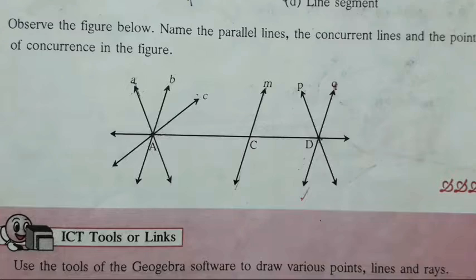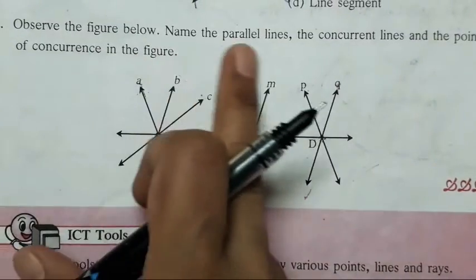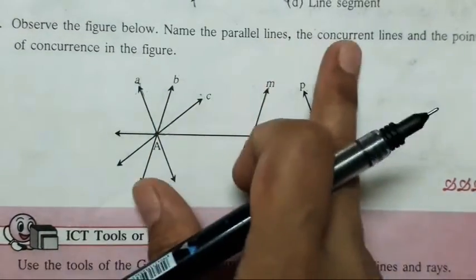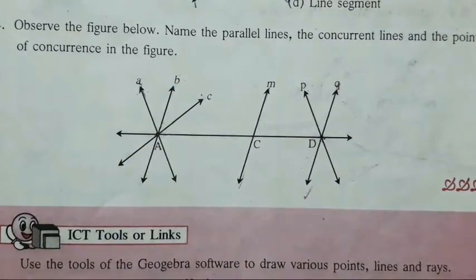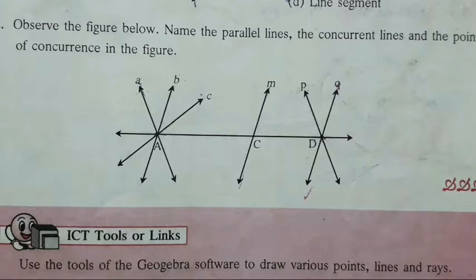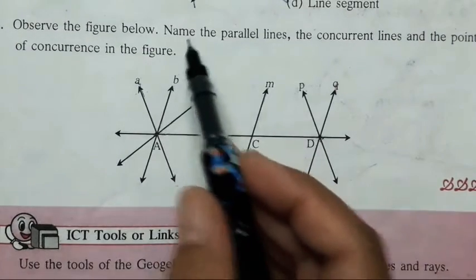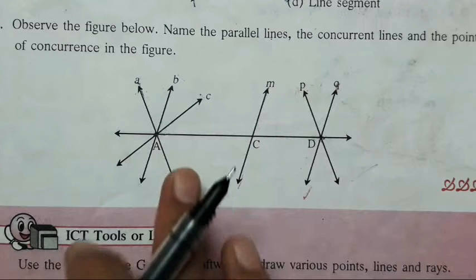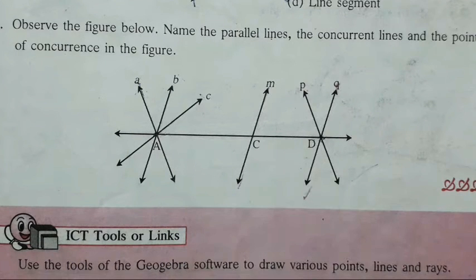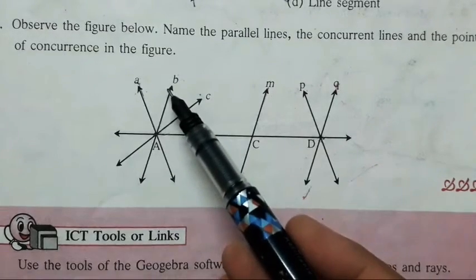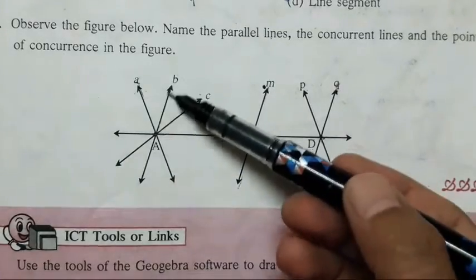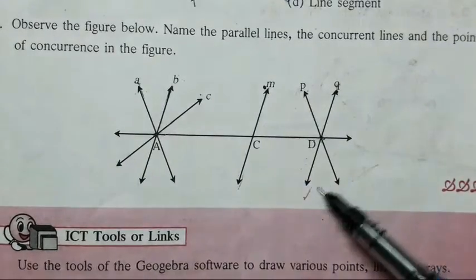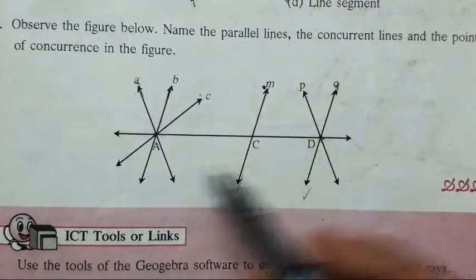Now the next question is observe the figure below. Name the parallel lines, name the congruent lines and the points of congruence in the figure. Now what is congruent? Congruent means they should be equal. First we will write the names of the parallel lines. Now in the figure only I will explain you. Parallel lines, as I showed you all, will not cross each other. So line B, line M and line Q are parallel. Okay, they are parallel to each other.